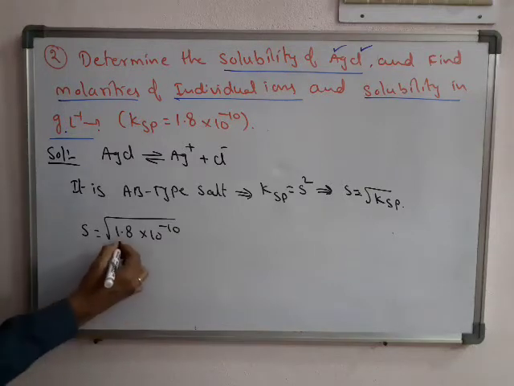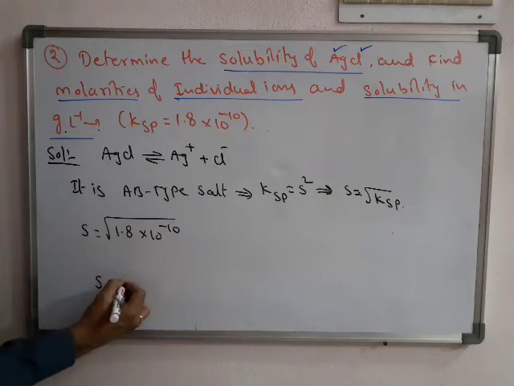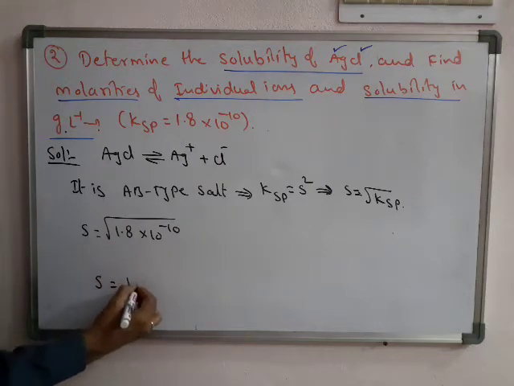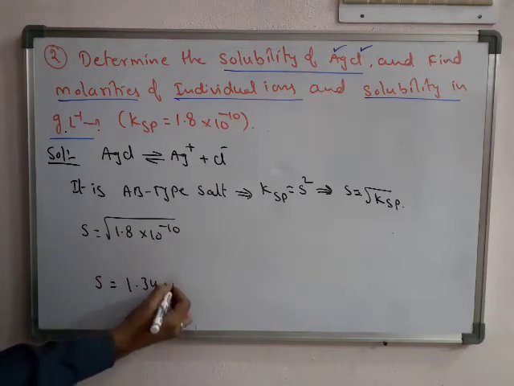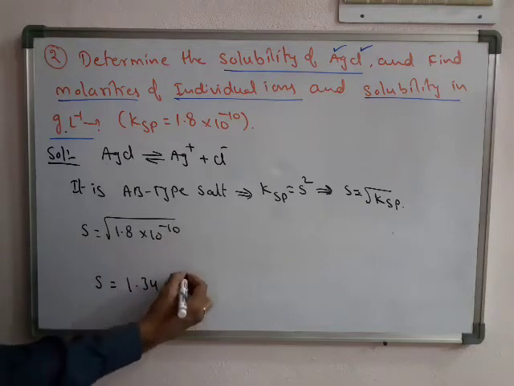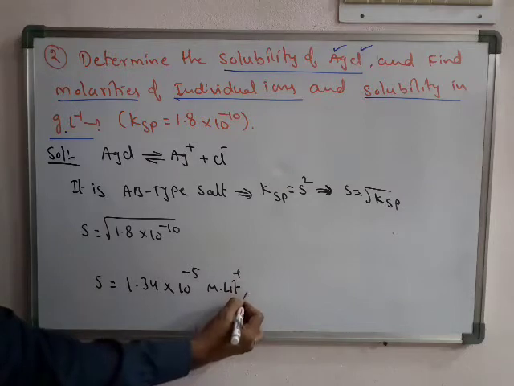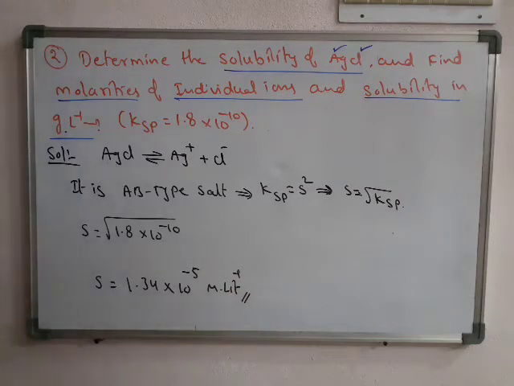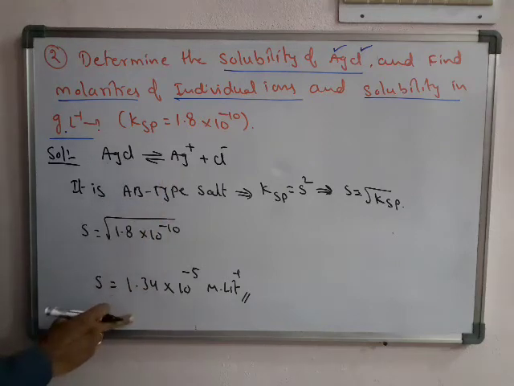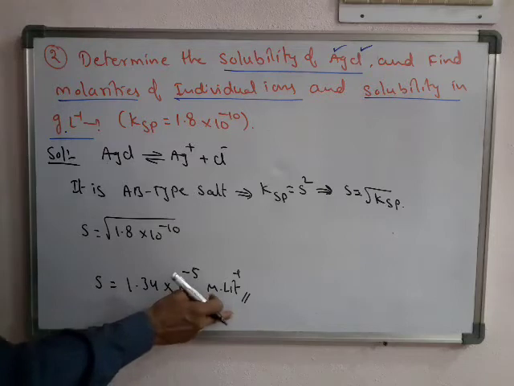So the root of 1.8 is given as 1.34. Root of 10 power minus 10 means it will be 10 power minus 5 moles per liter. So it is the solubility. This is the first answer: the solubility of silver chloride in terms of moles per liter.